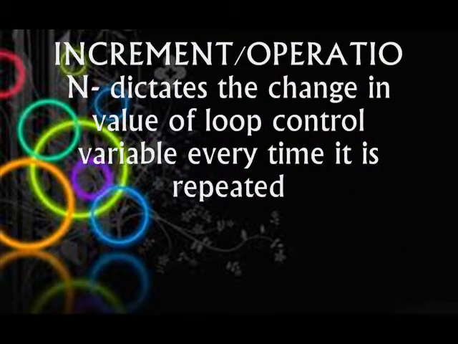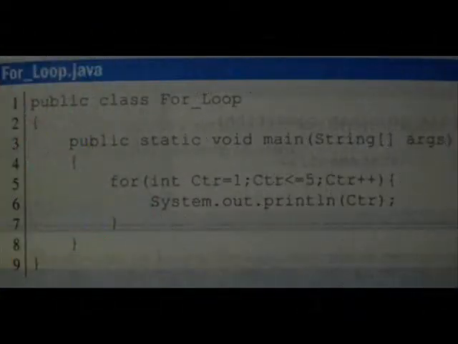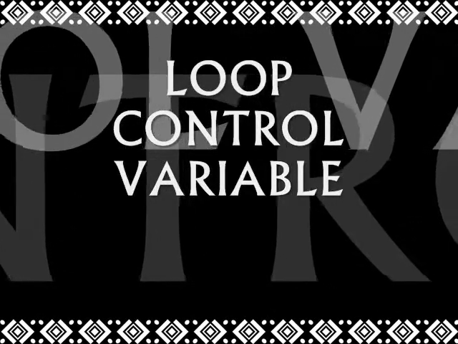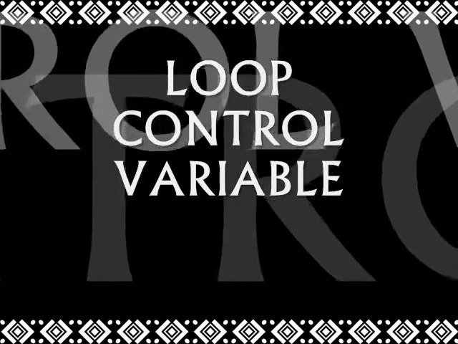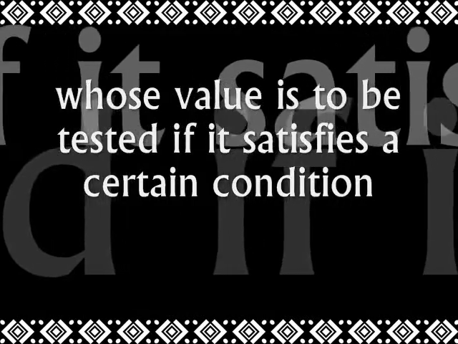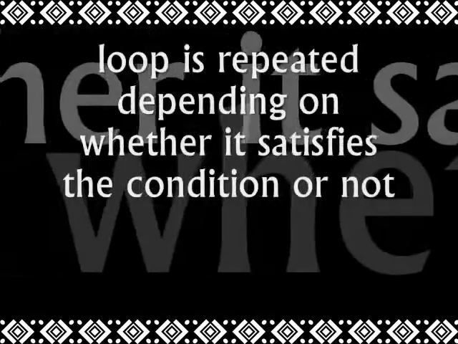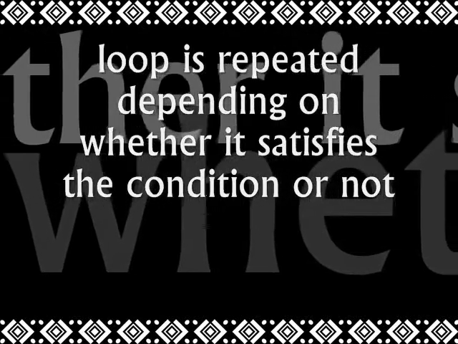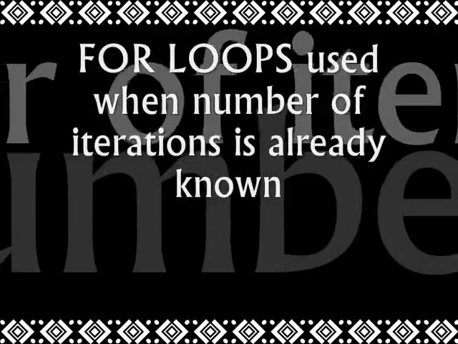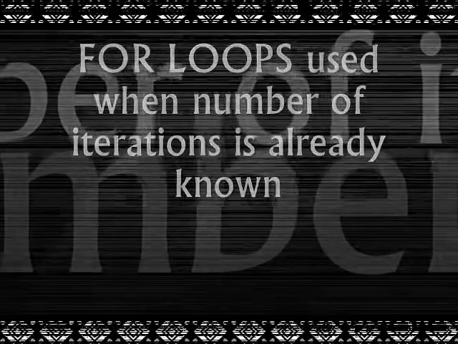Lastly, the increment or operation. It dictates the change in value of the loop control variable every time the loop is repeated. Take note that the loop control variable is a variable whose value is to be tested if it satisfies a certain condition. The loop is repeated depending on whether it satisfies the specific condition or not. For loops are commonly used when the number of iterations needed is already known.